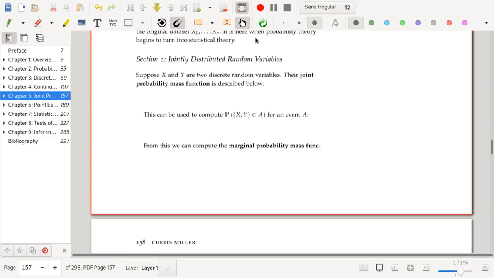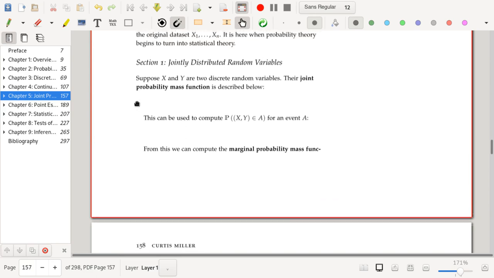Okay, so, section 1, jointly distributed random variables. Suppose X and Y are two discrete random variables. So we're going to start out with the discrete case. Their joint probability mass function is described below.